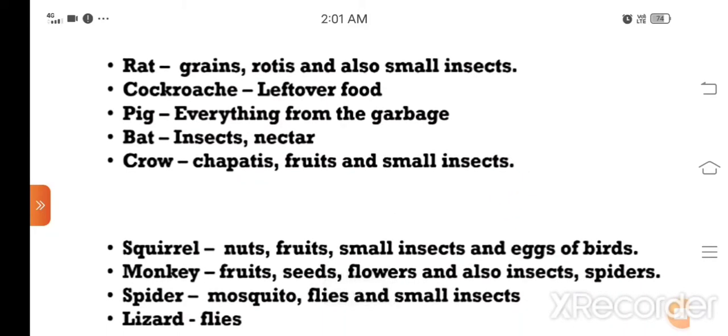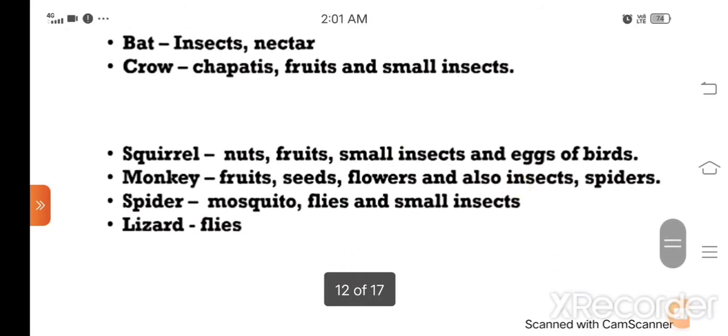Rat eats grain, rotis, and also small insects. Cockroach eats leftover food. Pig eats everything from the garbage. Bat eats insects and nectar. Crow eats chapatis, fruits, and small insects. Squirrel eats nuts, fruits, small insects, and eggs of birds. Monkey eats fruits, seeds, flowers, and also insects and spiders. Spider eats mosquitoes, flies, and small insects. And like that, lizard also eats flies and small insects.